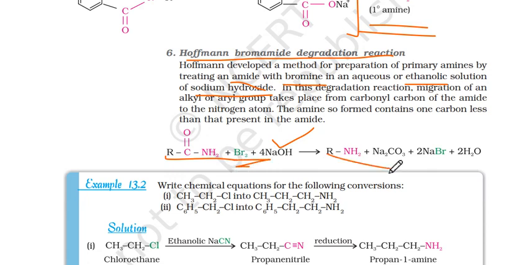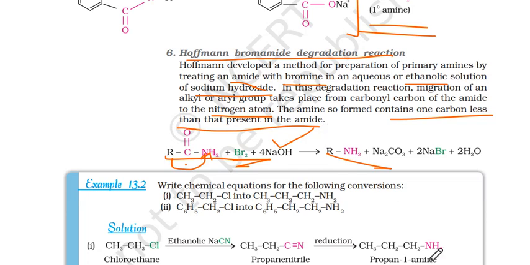In this degradation, migration of an alkyl or aryl group takes place from the carbonyl carbon. So this will be replaced. There will be a migration of the alkyl or aryl group, whatever is taken on the reactant side, of the amide to the nitrogen atom. Fine, this will come here. This is the migration. The amine so formed contains 1 carbon less than that present in the amide. So this is also something you have to remember.